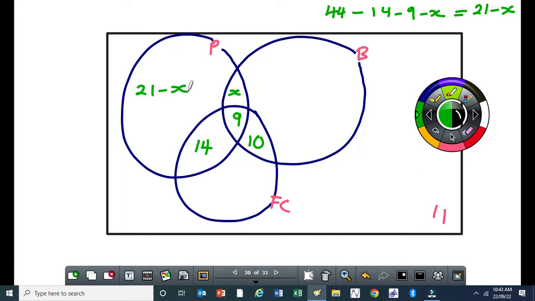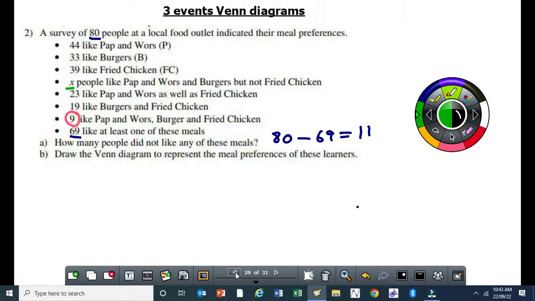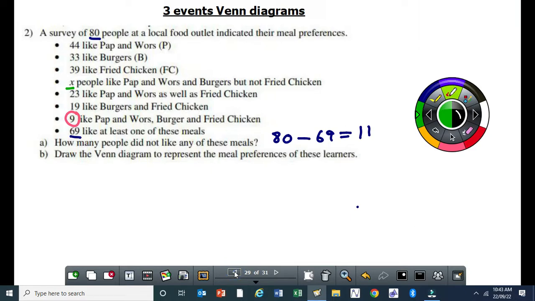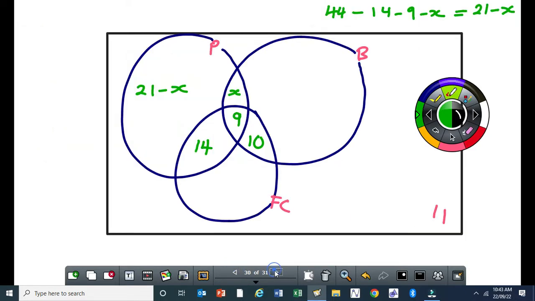Then we need to know how many eat burgers only. So the total of those who eat burgers is 33. So it should be 33 minus this x minus 9 minus 10. And this will give us 33 minus 19, which is 14 minus x. So put 14 here minus x.